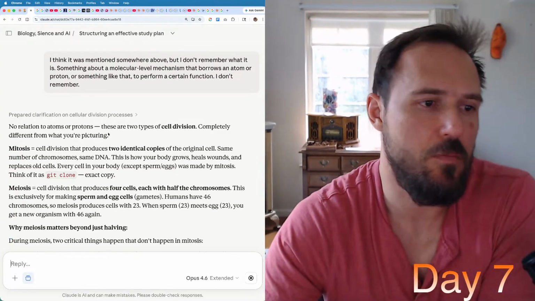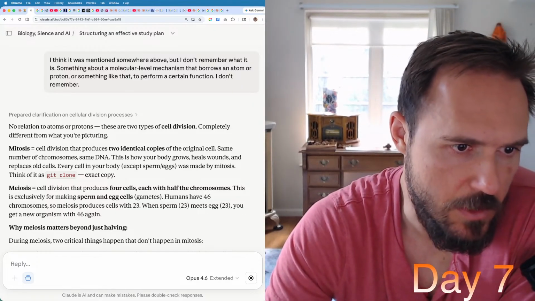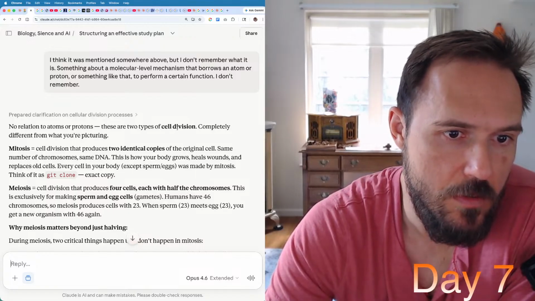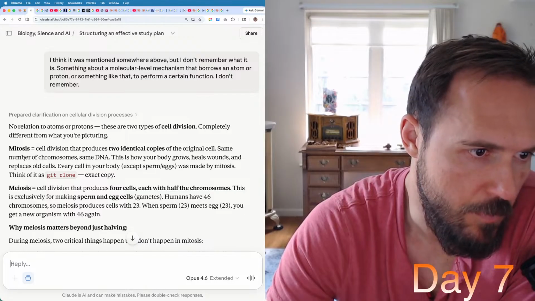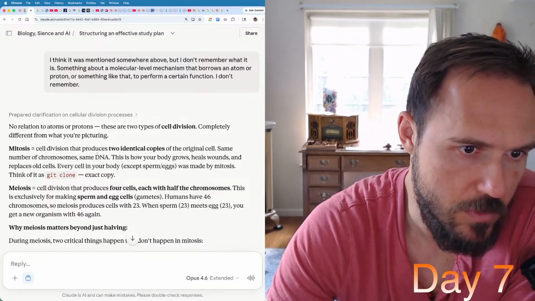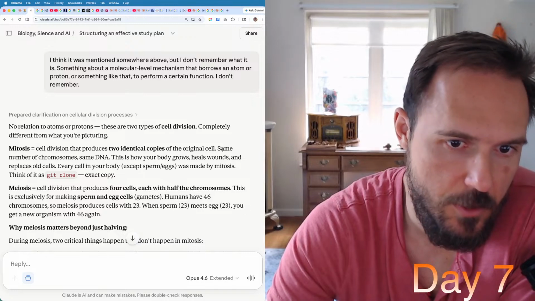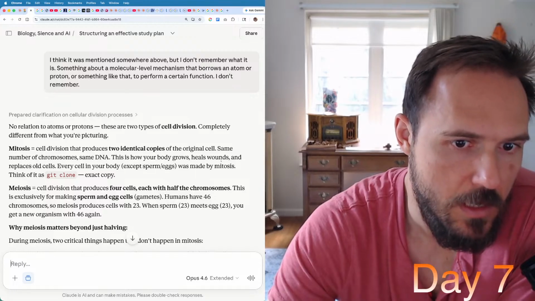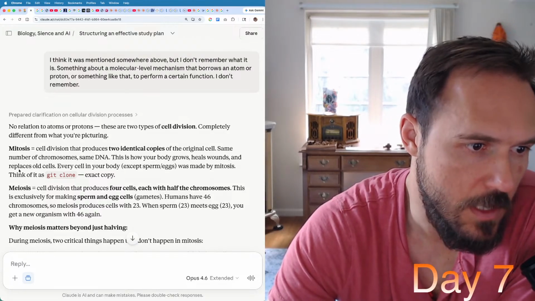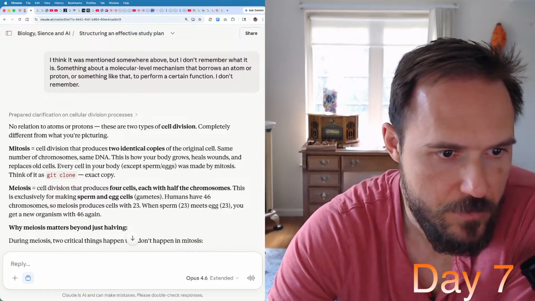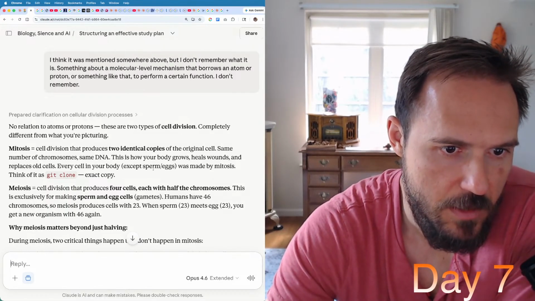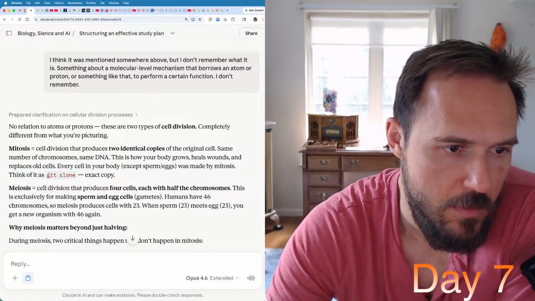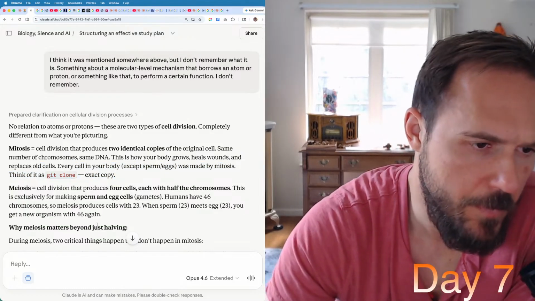Oh, cell division. Yes, completely different from what you were picturing. Mitosis: cell division that produces two identical copies of the original cell. Same number of chromosomes, same DNA. This is how your body grows, heals wounds, and replaces old cells. Every cell in your body, except sperm and eggs, was made by mitosis. Think of it as a git clone, an exact copy. Not sure if it's a good example.